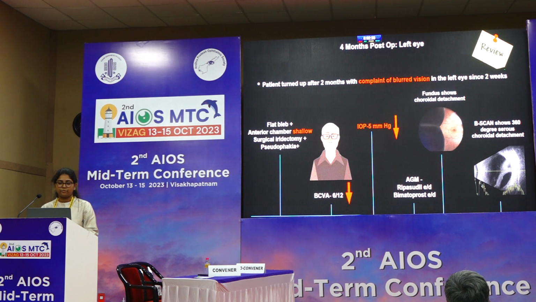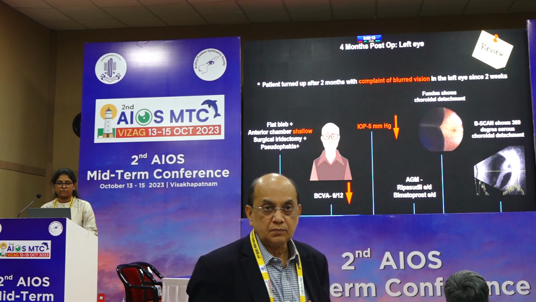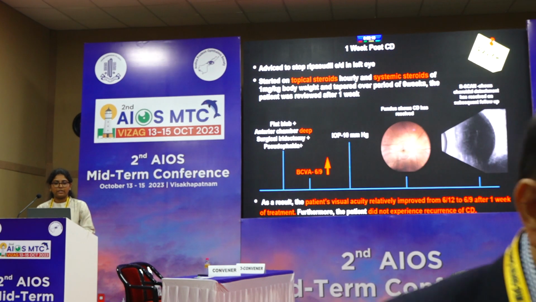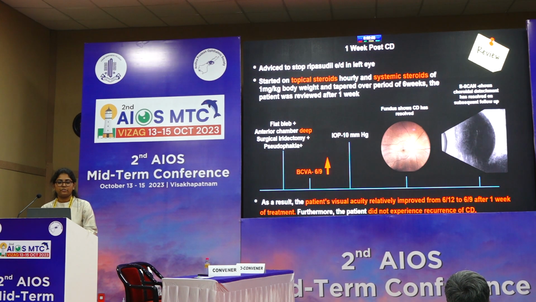His posterior segment, the fundus examination, shows a choroidal detachment, and we did a B scan, which shows a 360-degree choroidal detachment. It's a serous choroidal detachment. So we advised him to stop the ripasudil eye drops in the left eye, and we started him on hourly topical steroids and systemic steroids at the rate of 1 milligram per kg body weight, and we tapered the dose over 6 weeks. After 1 week of this treatment, we reviewed the patient, and the anterior chamber had become deep with a flat bleb. His vision improved from 6/12 to 6/9, and his IOP was under control.